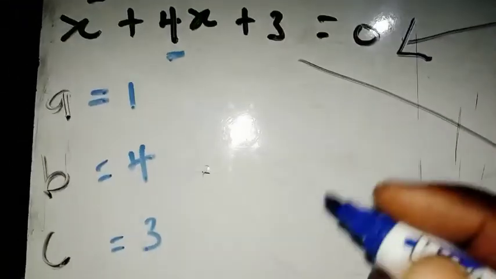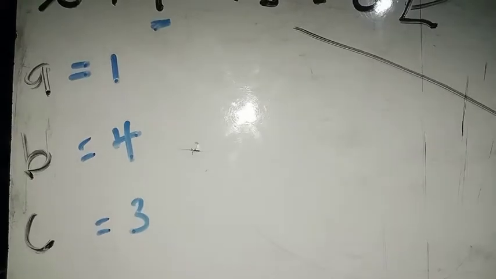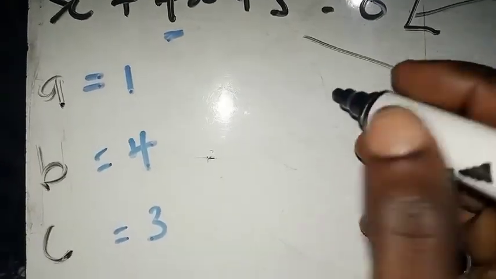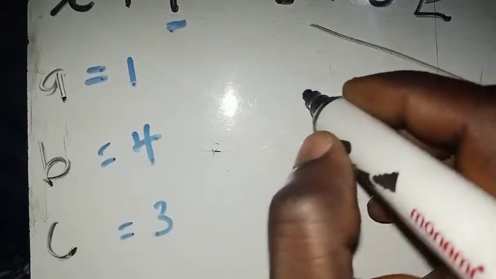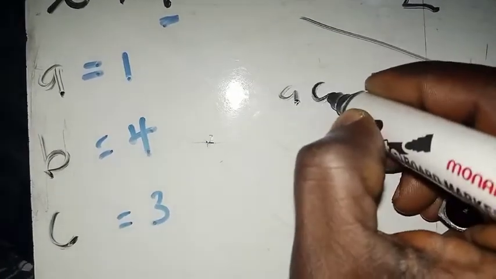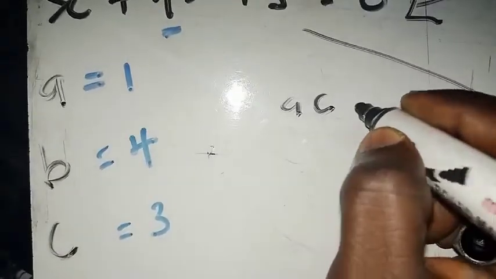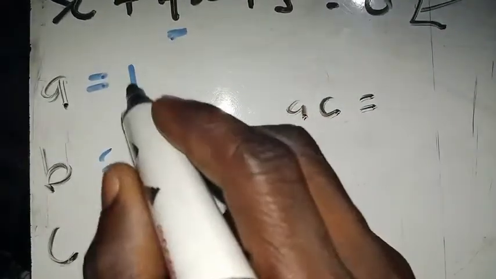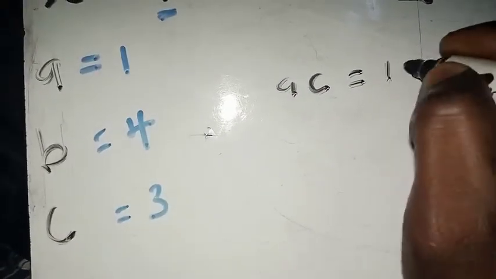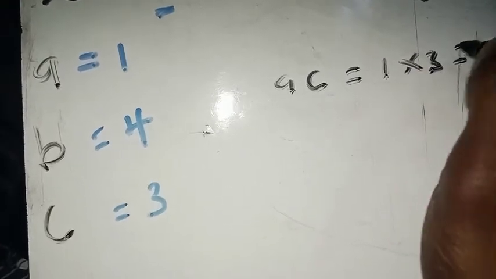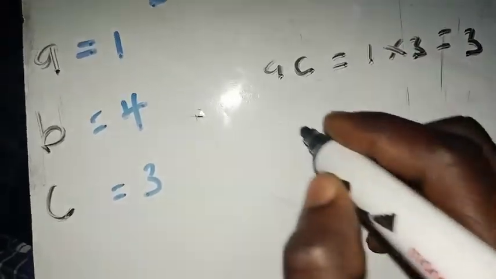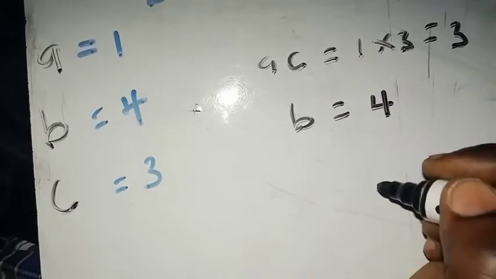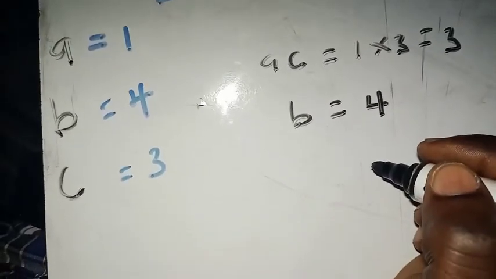Now your first step here is to have AC. What I mean by the AC here is that it is not an air conditioner, but mathematically, you have to have the AC, meaning A multiplied by C. So in this case, that is 1 multiplied by 3, which is equal to 3. And then you have your B down. In this case, B is equal to 4. Right? So these are the two things that we are going to have.